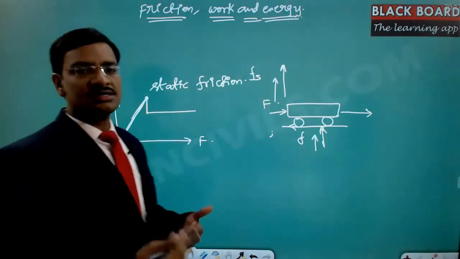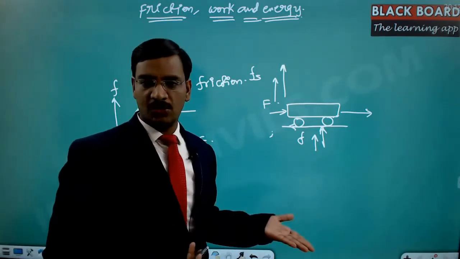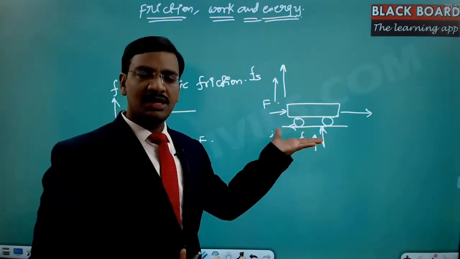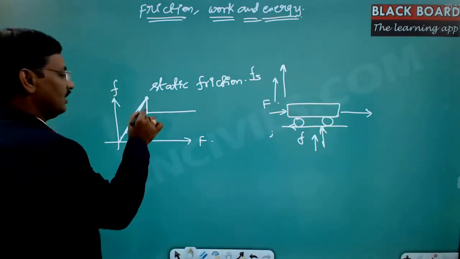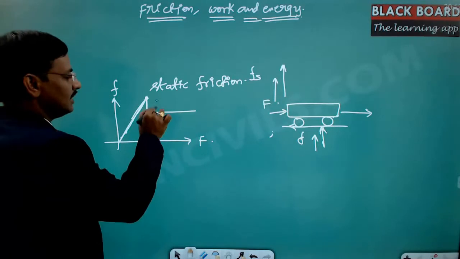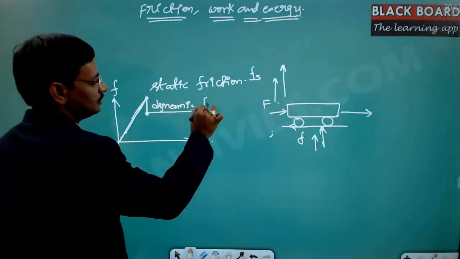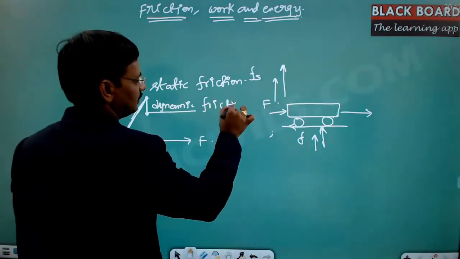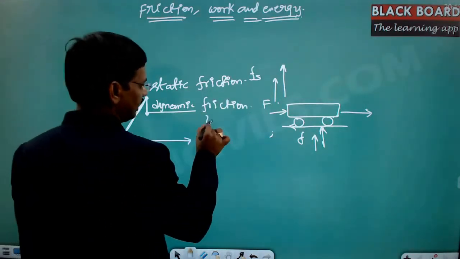Once the car starts moving, there is still a continuous opposing force by the road on the car, but that force is lesser than what it was earlier. This point is called the dynamic friction. The dynamic friction is also called the kinetic friction.